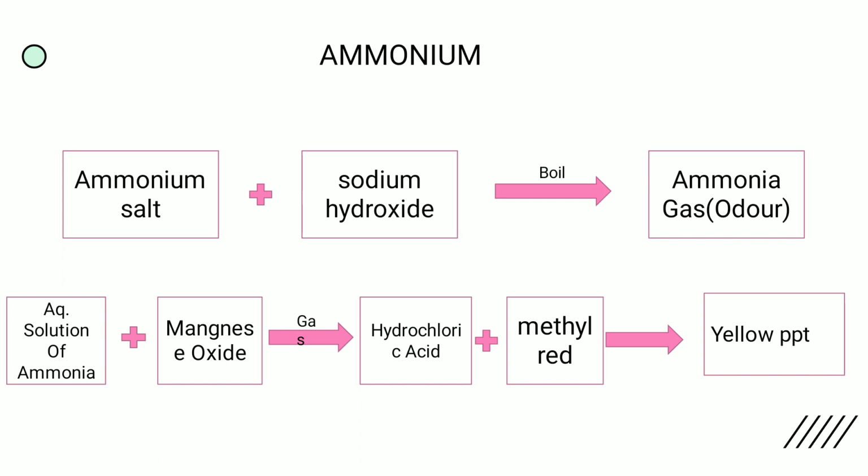Next test, an aqueous solution of ammonia with manganese oxide. Then we heat it. The gas is released. That gas we pass through a container of hydrochloric acid and methyl red solution. We get a yellow precipitate. So there is a two test tube setup. One test tube has an aqueous solution of ammonia and manganese oxide, and the second test tube has hydrochloric acid and methyl red. We heat the first test tube and then collect the gas in the second test tube. The gas interacts with the hydrochloric acid and methyl red. It gives a yellow precipitate.